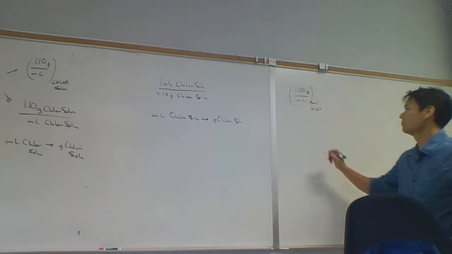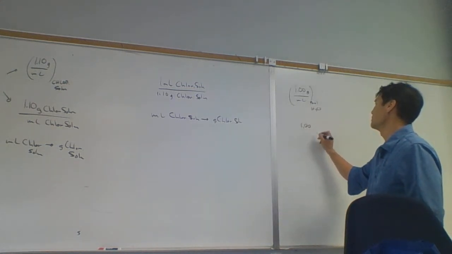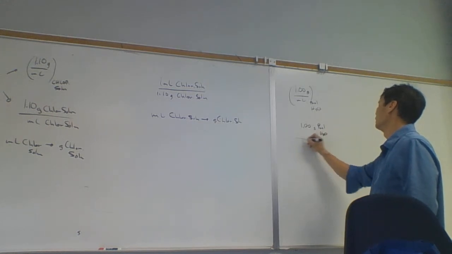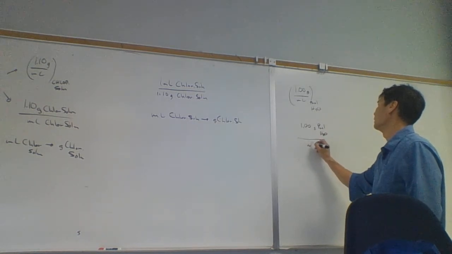All right, so how are we going to write this? The way we're going to write this is 1.00 grams of pool water per milliliter of pool water.